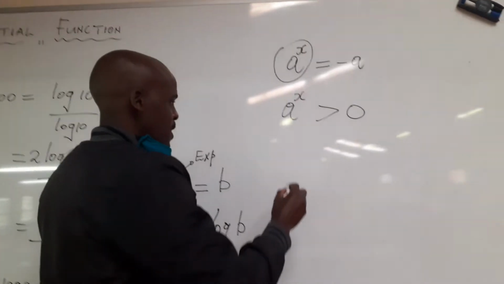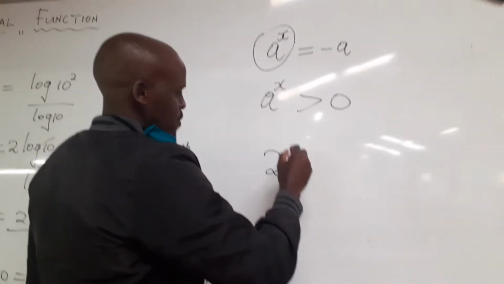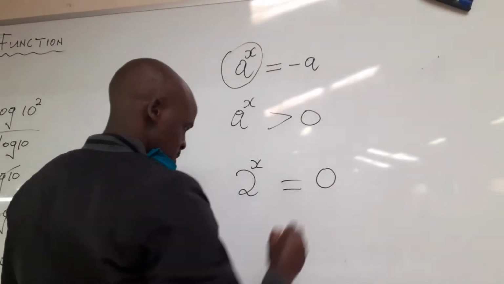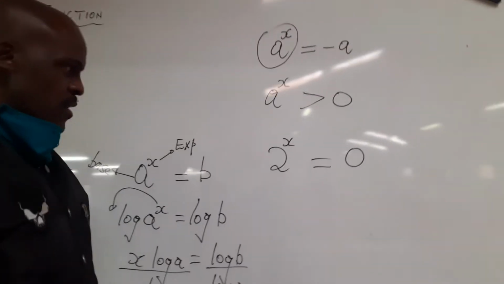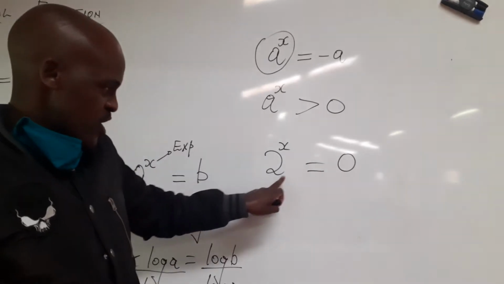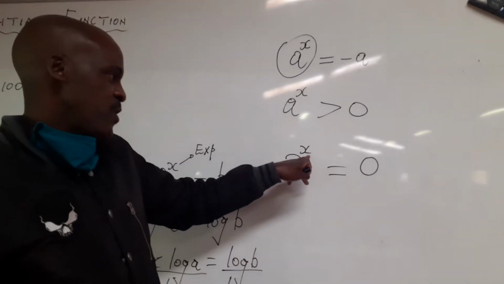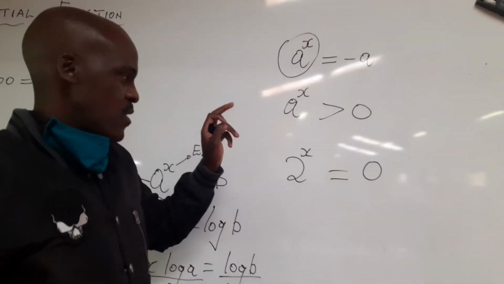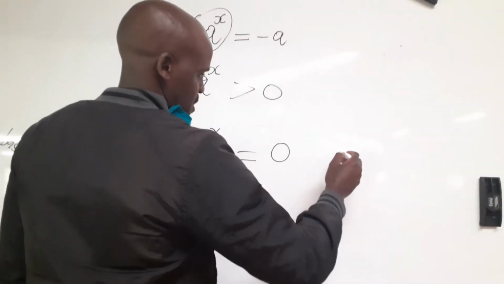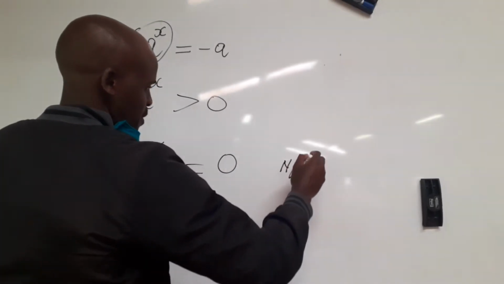Again, when you have 2 exponent x is equal to 0. There is no way to change 0 to have the base which is equal to 2 for you to be able to solve for x. Therefore, again, there will be no solution here.